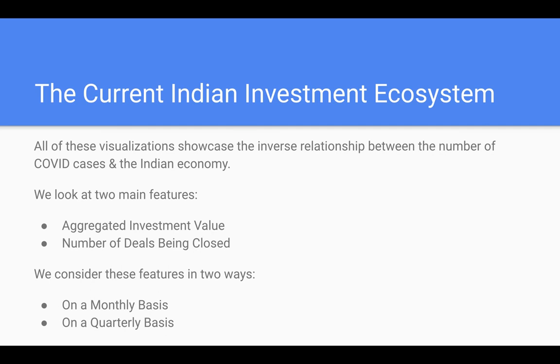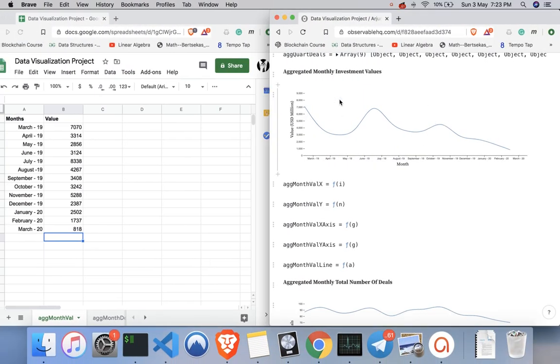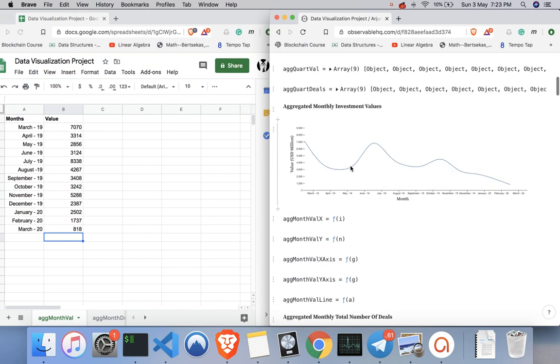Now we'll look at the current Indian investment ecosystem. So the two main features, like I've said earlier, are the aggregated investment values and the total number of deals being closed. To make these visualizations easier, I've put all of them on the right side and I put their corresponding data on the left side. So the first thing we're looking at is the aggregated monthly investment values.